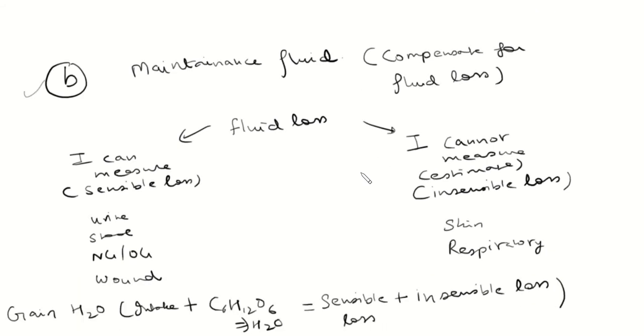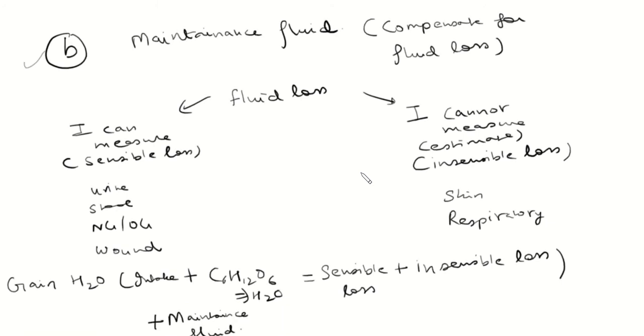So how do you divide losses? Essentially, if you have a body, this is my body, I eat and drink, so I gain fluid, right? And I essentially take carbohydrates and convert them into fluid, right? C6H12O6 plus O2 gives me CO2 plus H2O. So I get water from these two sources. That's my gain of water.